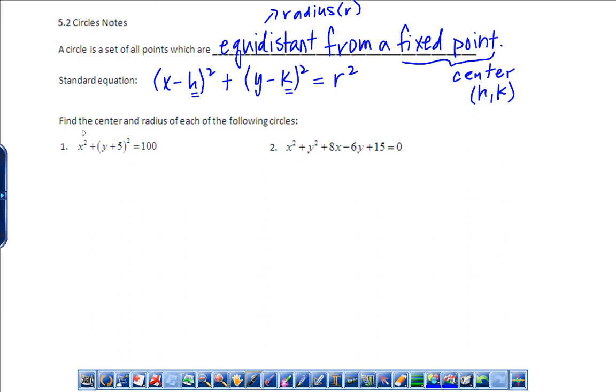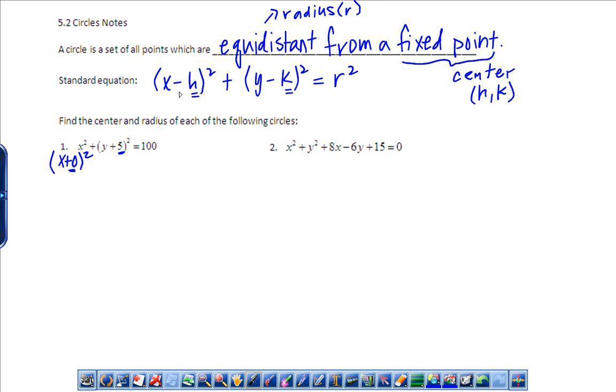Okay, so when it says find the center and radius of each of the following circles, this equation looks a little bit different, but it is already written in your standard form. So this doesn't have a parentheses. This is just like saying x plus or minus 0, if you want to think of it. So I'm going to take my h and my k out of this. So here's my h and here's my k.